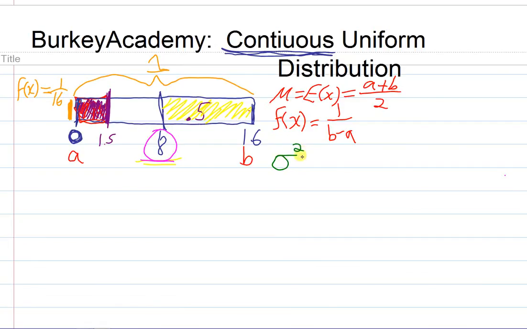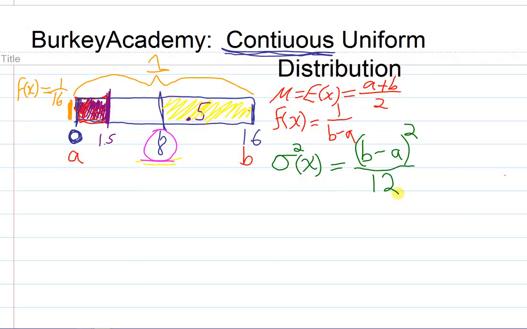And if you want to know, the variance of x for a uniform distribution is: take the highest number, b, subtract the lowest number, a, and square it, and then divide what you get by 12. As I said, I'm going to have another video showing where that comes from.